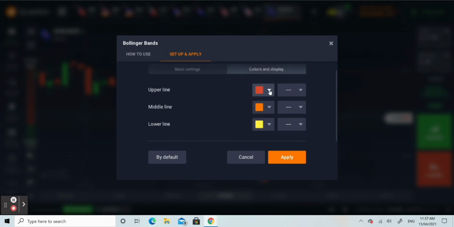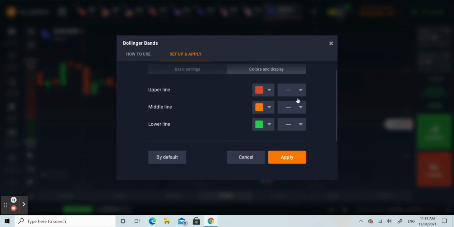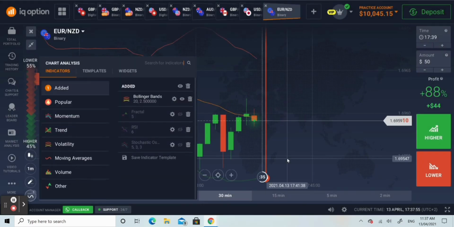For the upper line, we change that to red, so that when the candles touch the upper line, it's getting ready to sell. The middle line, we can leave as orange, but the lower line, you can either put as blue or green, because when it touches the lower line, it's getting ready to buy. You can also use the line thickness option. When you drop down the list, it gives you the opportunity to thicken the line. There you go, and you click apply. Now you can change the colors to suit you, but these are the colors that I use. And you click apply.